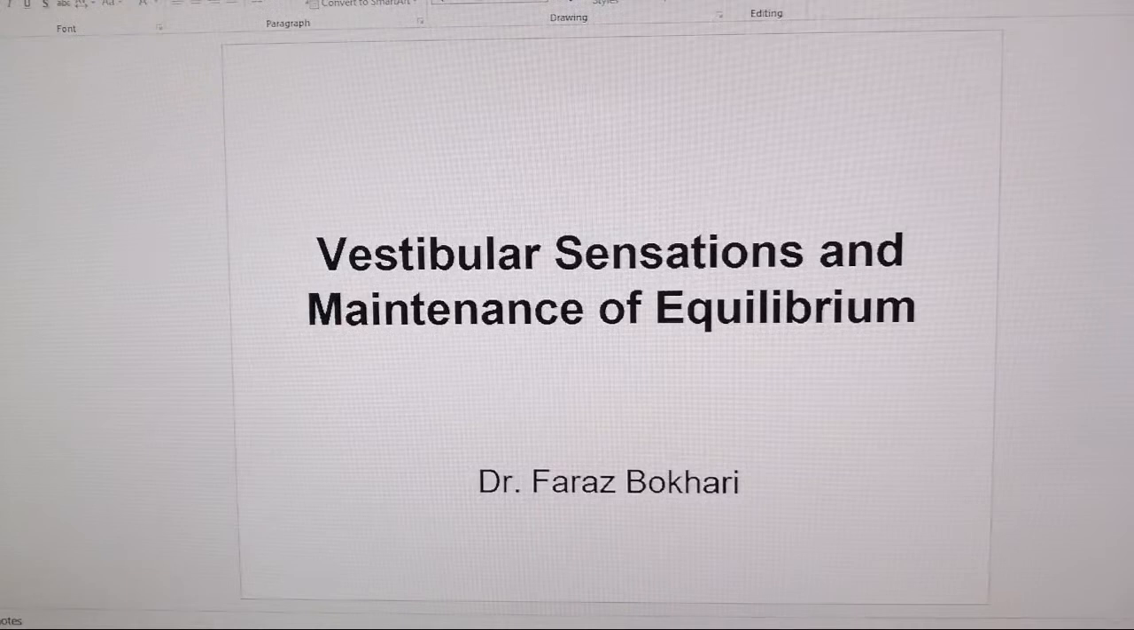The vestibular apparatus is in the inner ear, and it coordinates with the vestibular nuclei of the brain stem. So you will be studying these two things when you read this lecture from Guyton. One is the inner ear structure called the vestibular apparatus and its detail, and how it connects with the vestibular nuclei of the brain stem.